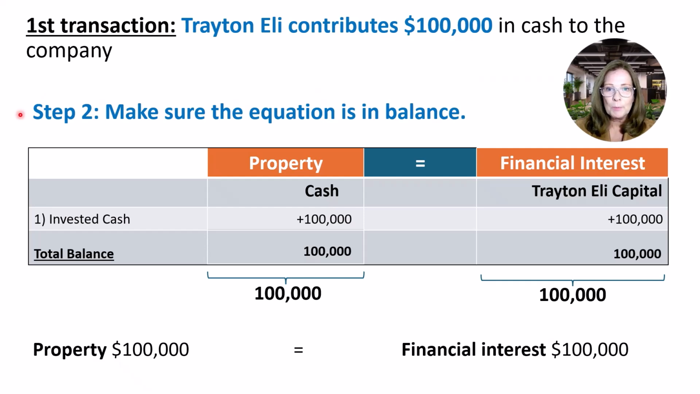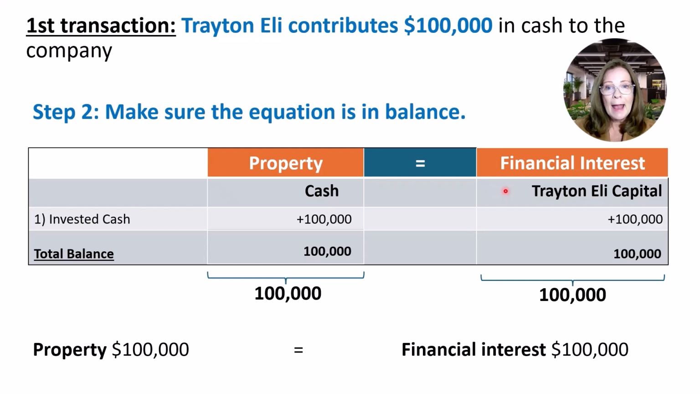Next, for step two of our process, we need to make sure that our equation, property equals financial interest, is in balance. And we do that by using this table that checks that the property side equals the financial interest side. We start by adding the two accounts we'll be using, cash on the property side and Trade and Eli Capital on the financial interest side.